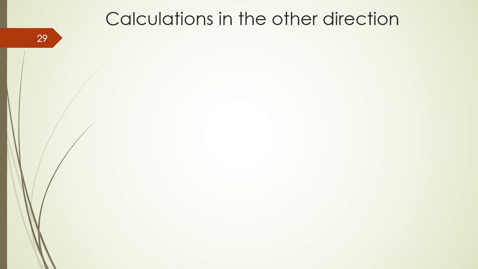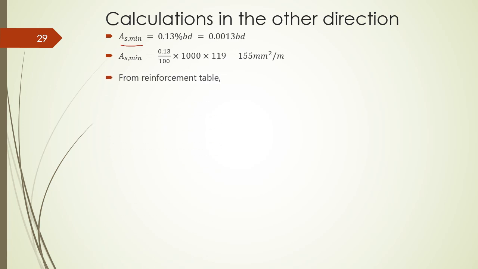To calculate the reinforcement in the other direction, since it was one way, we'll just provide the nominal amount of reinforcement in the other direction. That is given by As,min, which is 0.13% bd. When we compute that, we will get 155 millimeters squared per meter.